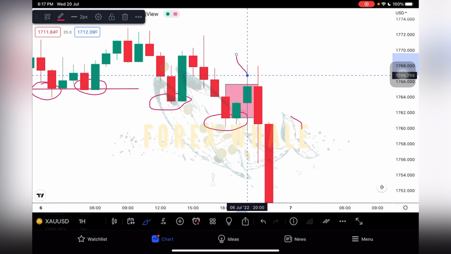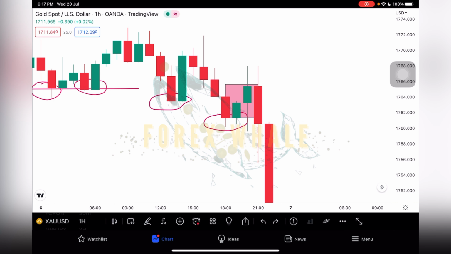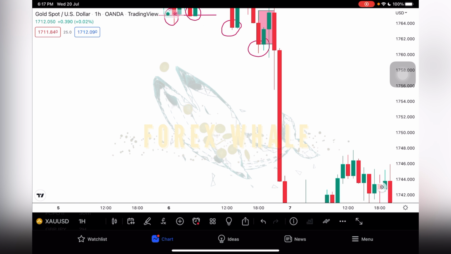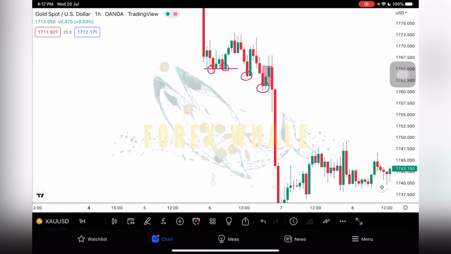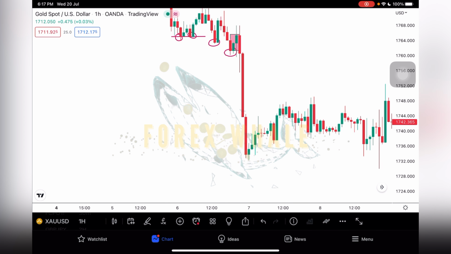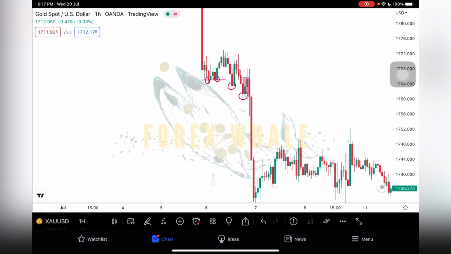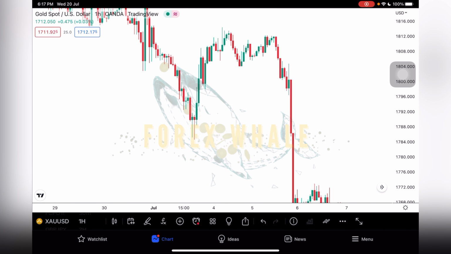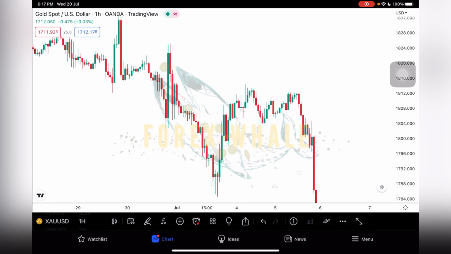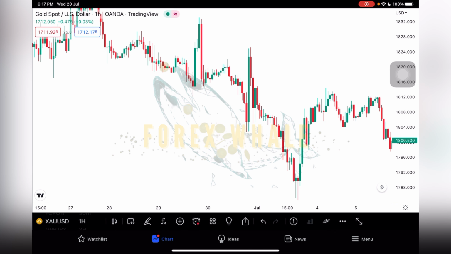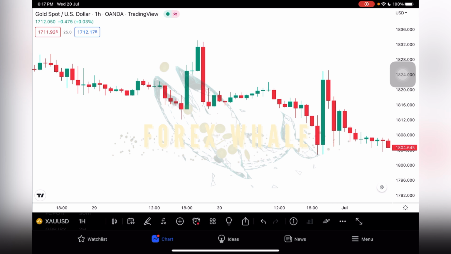So now look, price went all the way down. Price went all the way down. Okay, this is beautiful. So let's look for another bearish engulfing. The second way to trade bearish engulfing will be demonstrated later.